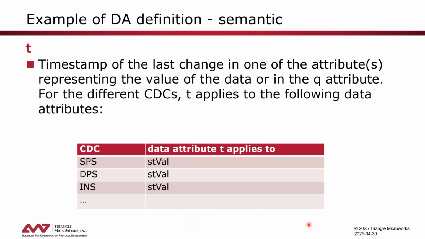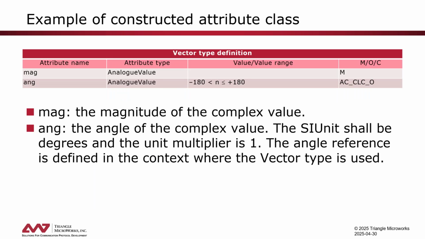Again, the detailed definition of the semantics in a textual form, like here for the timestamp, also to what it applies is described here. And constructed attribute classes, finally, that are also defined in 7.3, are defined as a table with explanation what the different elements mean.